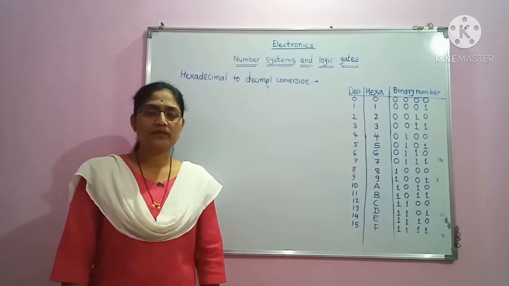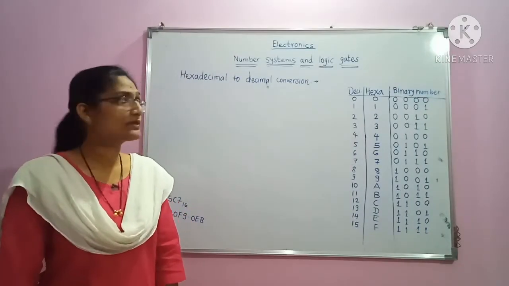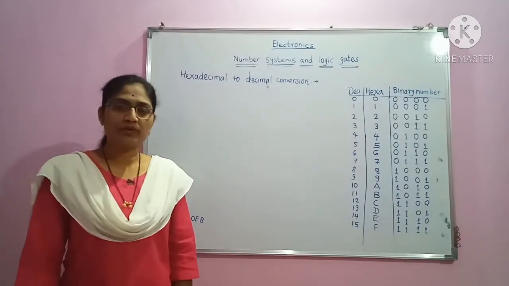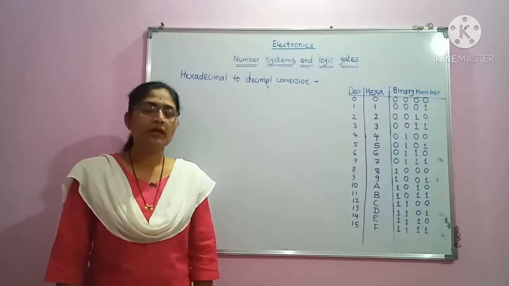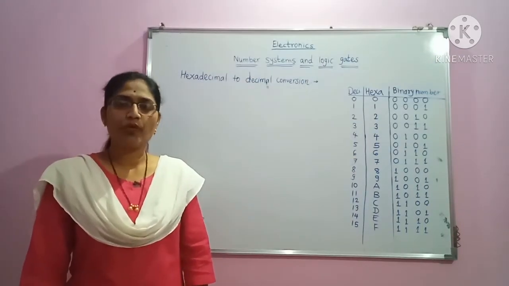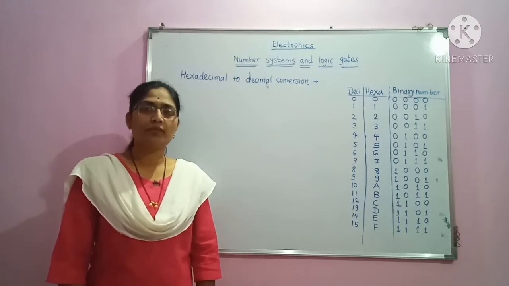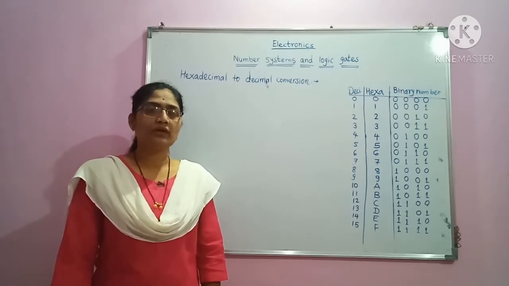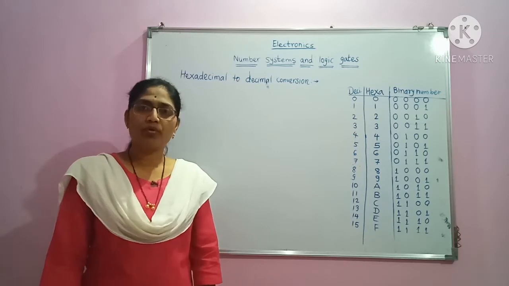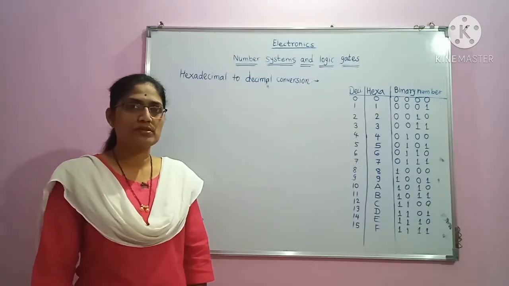We have started our syllabus related to electronics, and we have started our chapter, number systems and logic gates. Up till now we have covered the points such as what is decimal number system, what is binary number system, how to convert decimal to binary and from binary to decimal number system.